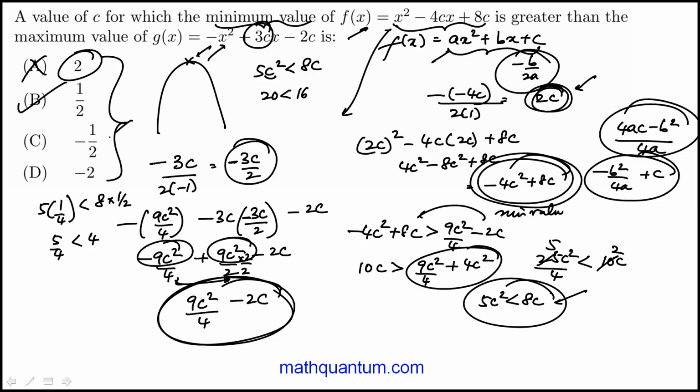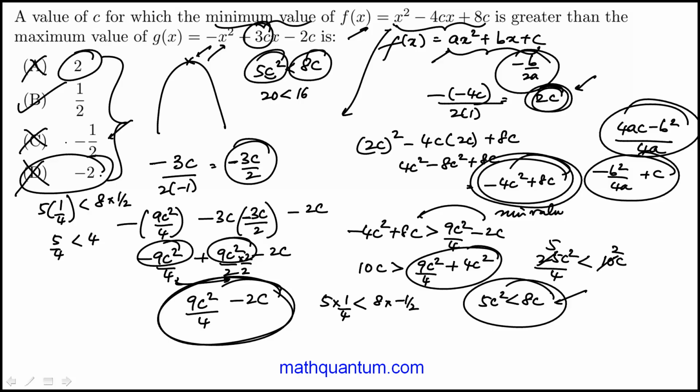And just to make sure, I will test the other ones as well in the exam. So 5 times 1/4 less than 8 times minus half. No, because it's a negative number here. And same thing will happen with minus 2. This would be negative, this would be positive. So the answer is choice B.